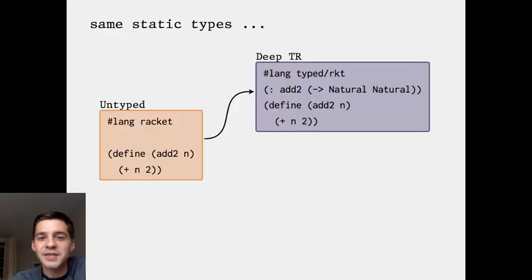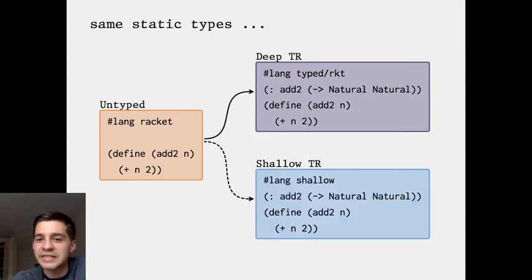So first, same types means the same language of static types and the same type checker. If you've taken untyped code and added annotations to it to get a well-typed deep program, then you can use exactly the same annotations. Just switch the hash line at the top, and now you have a well-typed shallow program. And then in the other direction, if you have typed code that currently fails to type check, then switching that over to shallow is also going to be a type error. So these two are using exactly the same type checking code.